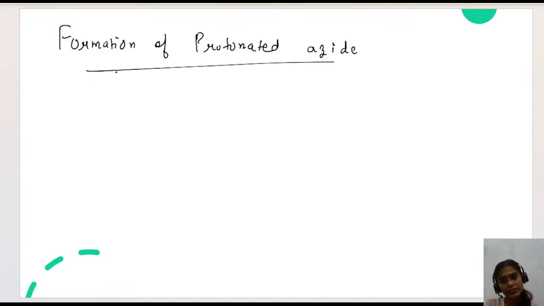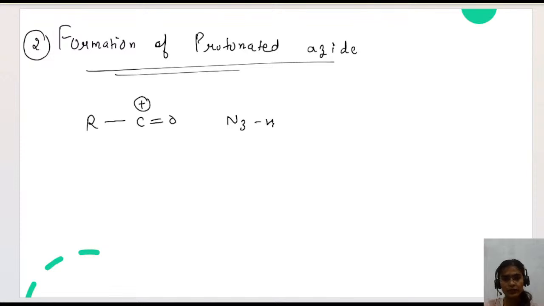Okay, so let's see, this is step number two. Now let's see what is going to happen. This is R, this is CO, and the carbon has a positive charge, right? And in this case, we're using N3 and hydrogen, like this. It is a kind of covalent bond. This one has a partial negative charge, and this has a partial positive charge.